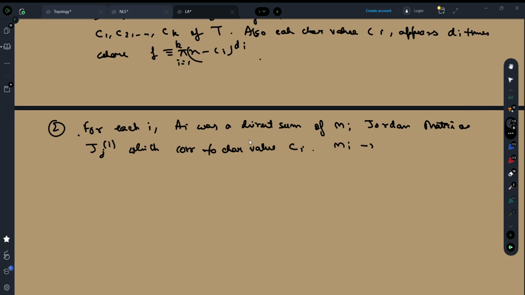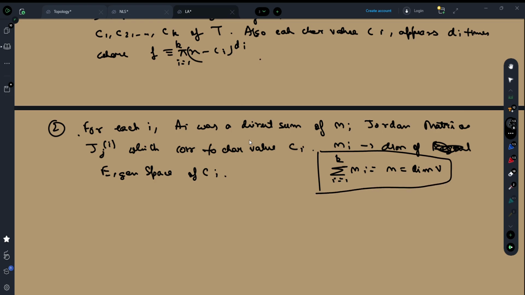Okay. How can we determine Ni? So precisely Ni is the dimension of the eigenspace of Ci. Other way around, these Ni's, i equal to 1 to k, sum up to the dimension of V. Okay. Clear? Okay.